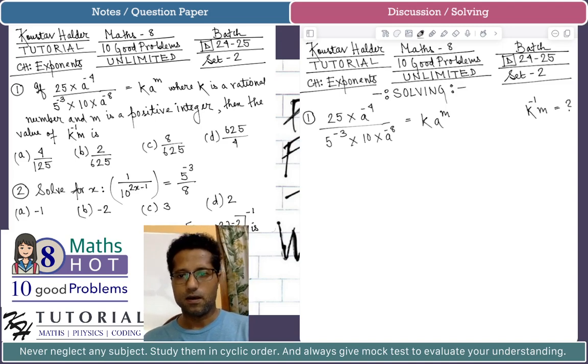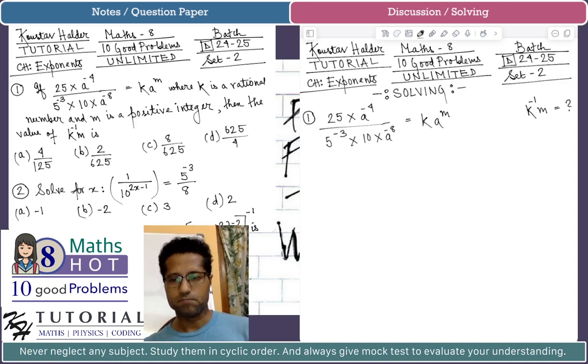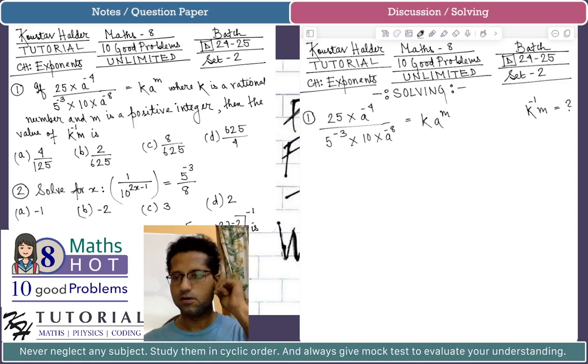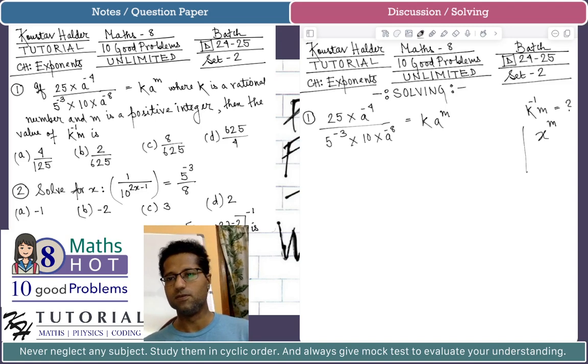let's see. Now for this kind of solving equality, you can see that the right hand side is a product of a rational number and an exponential term. By exponential term I mean any rational number having some power, x to the power m, where m is an integer and x is a non-zero rational number. That is what I mean by an exponential term. This is an exponential term, x to the power m, where m is an integer and x is a non-zero rational number.